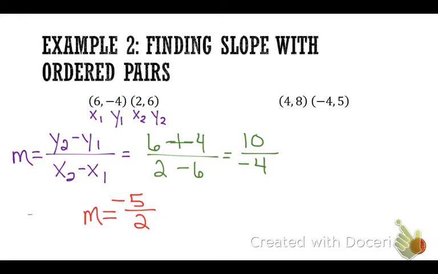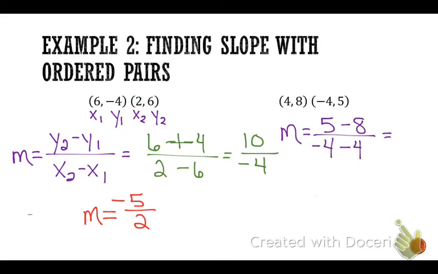Okay, so let's do the next one. M equals, all right, which number is my y2 value? Which number is my y2 value? According to the sequence, x1, y1, x2, y2, 5. Minus, which one's my y1 value? 8 over negative 4 minus 4.